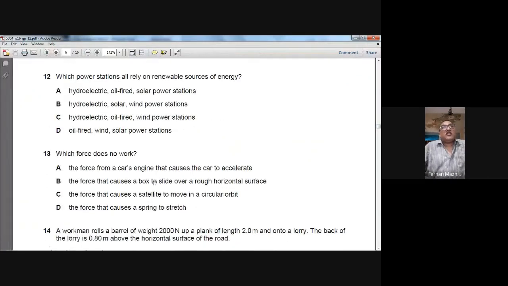On your screen, you can see question number 12. Which power stations all rely on renewable sources of energy? It's a simple question.